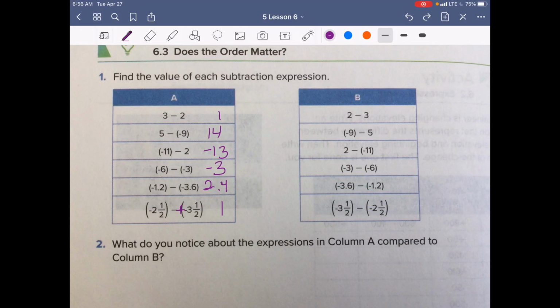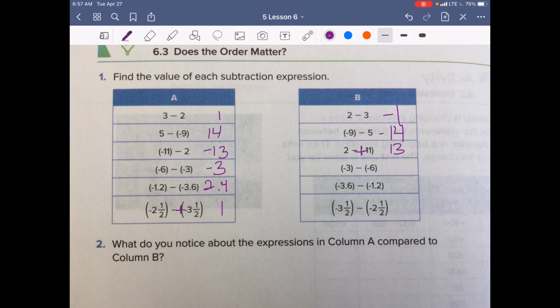Moving on to column B, we have 2 minus 3. That's going to be more negative, and we're going to have negative 1. Negative 9 minus 5, we're going more negative. That's going to be negative 14. 2 minus negative 11, that's going to turn into a positive. 2 plus 11 is 13.